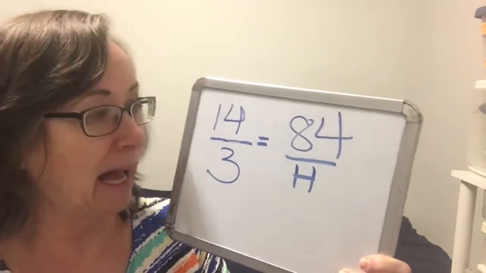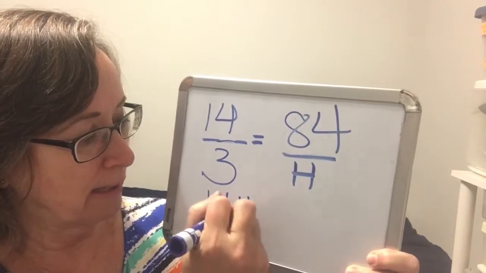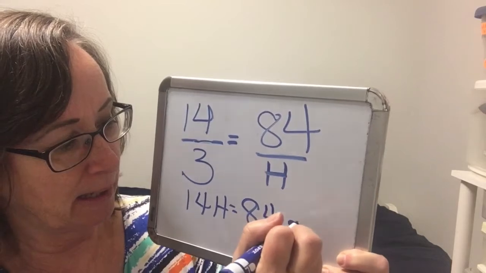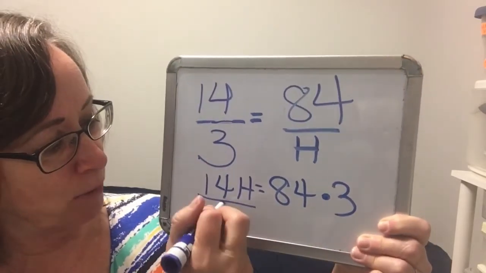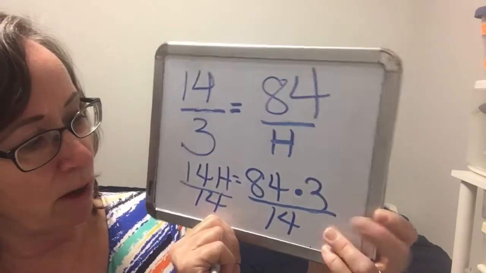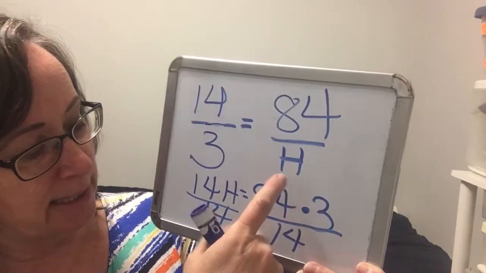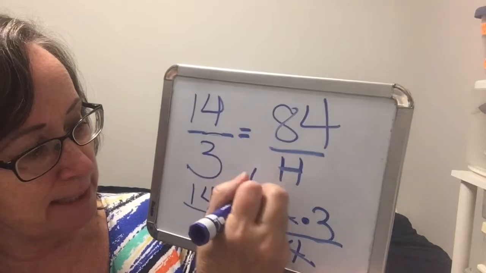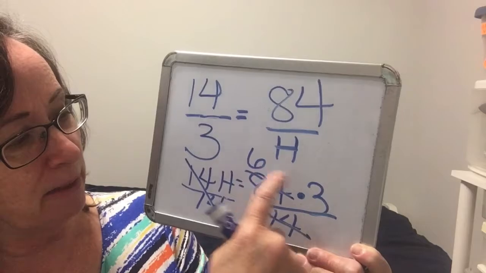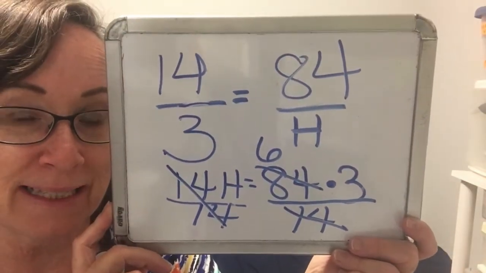So now I can just cross multiply and get 14 times H is 84 times 3. Okay, so now I'm going to divide by 14 on this side, divide by 14 on this side. So we have already decided that 6 times 14 is 84. So we can cancel this with a 6. 6 times 3 is 18. This is gone. Hours equals 18. And we get the same answer both ways.